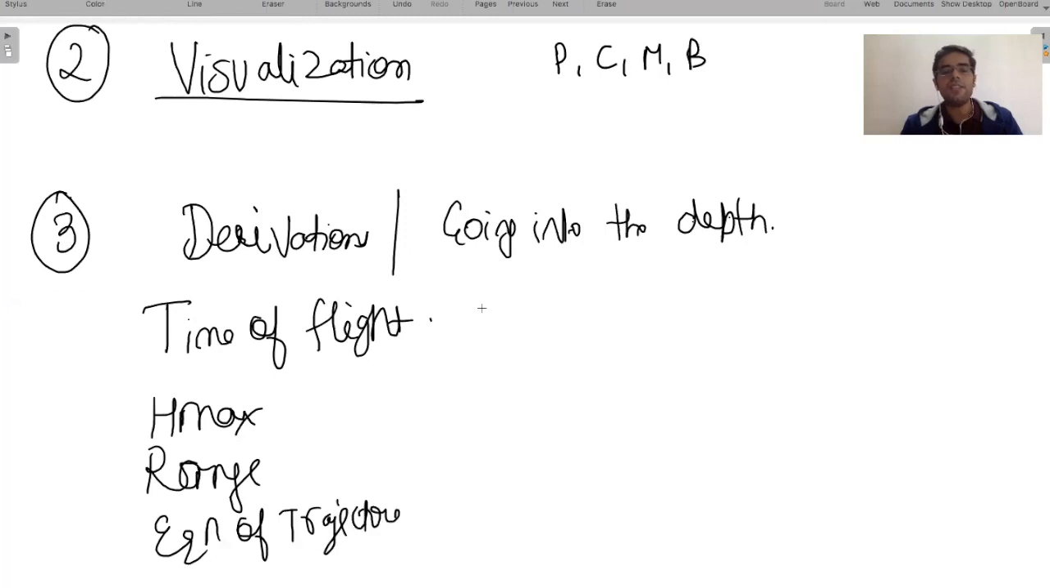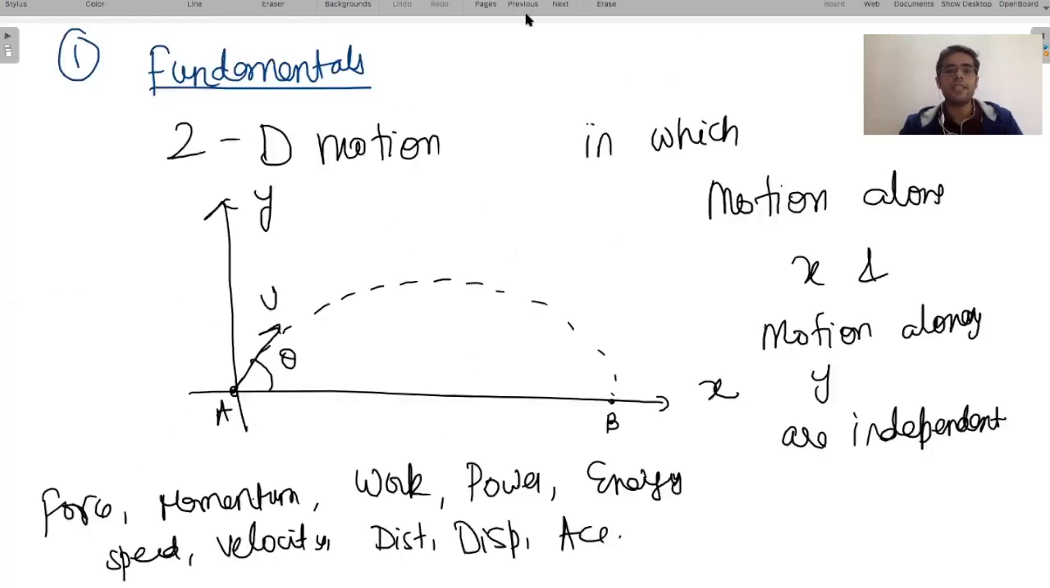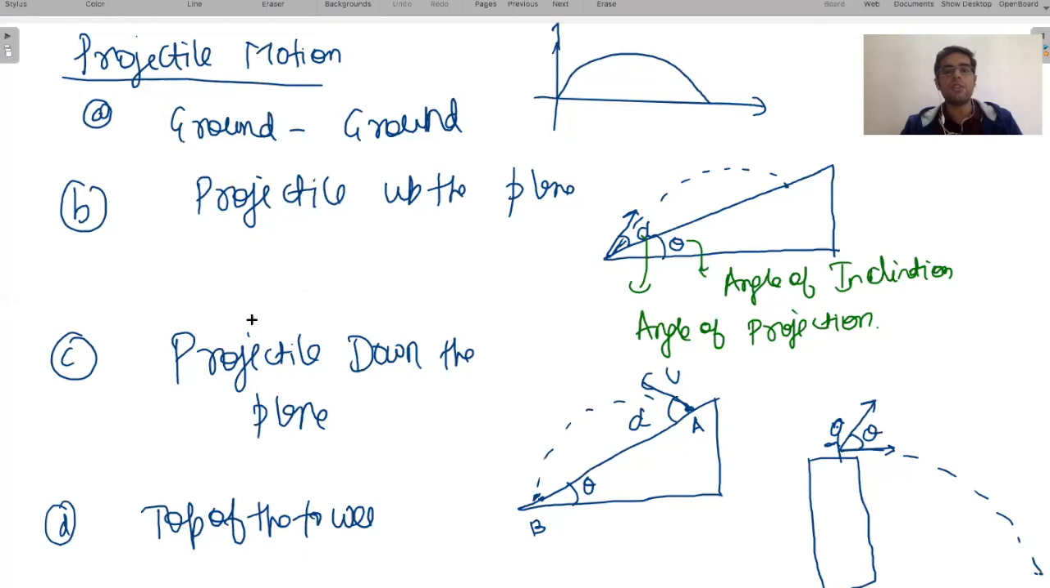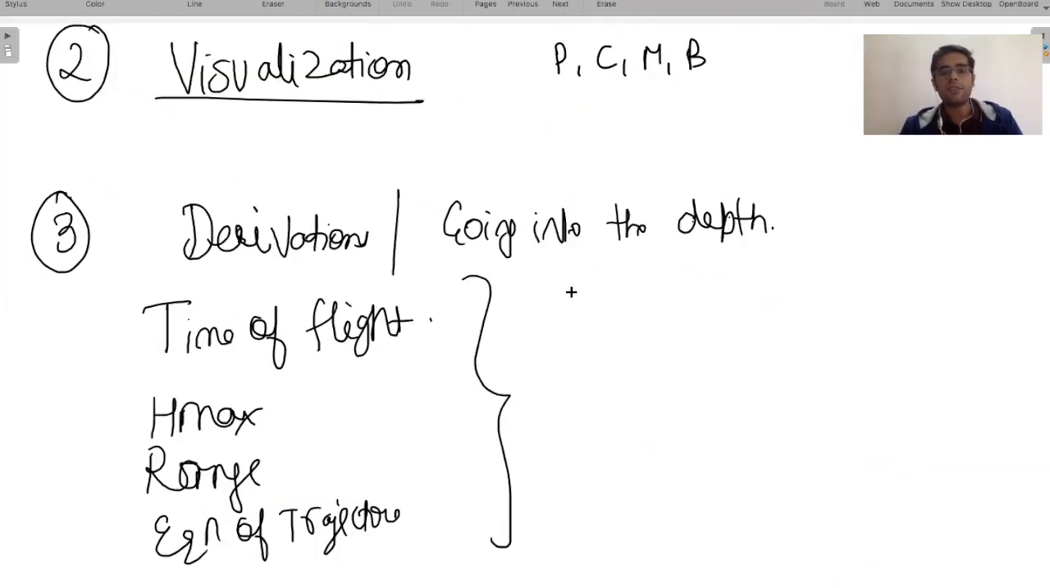And all these derivations you have to do for different varieties. So there are different varieties: ground to ground, projectile up the plane, down the plane, top of the tower. So you have to do the derivation of all these varieties. That means you are going into the depth. Let me tell you, a lot of students make a mistake. They don't practice the derivations.